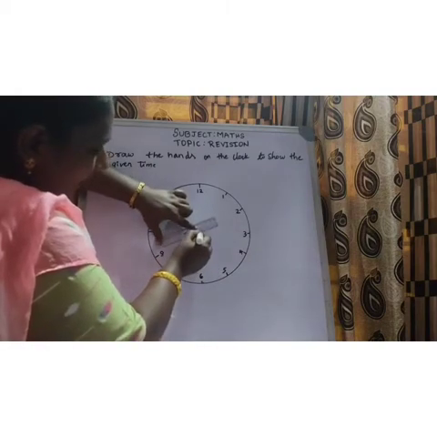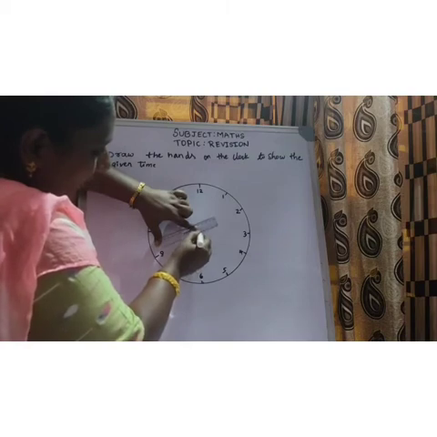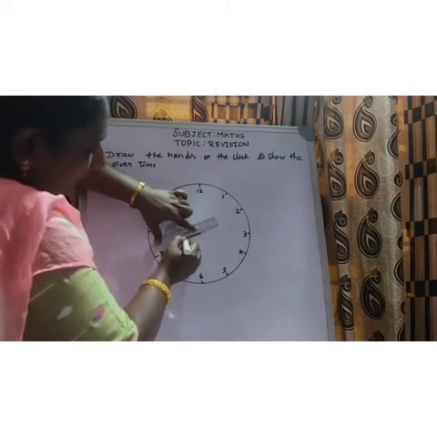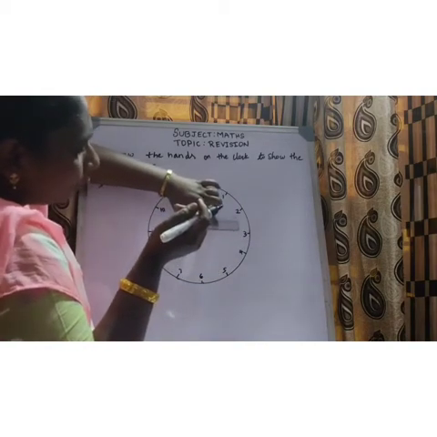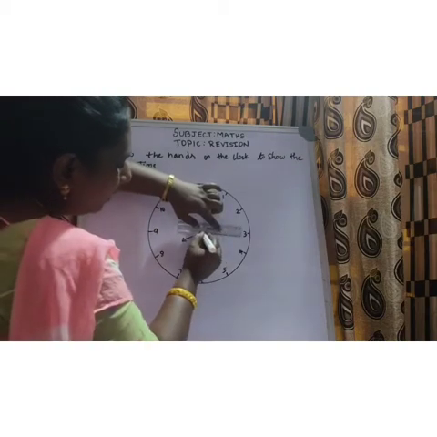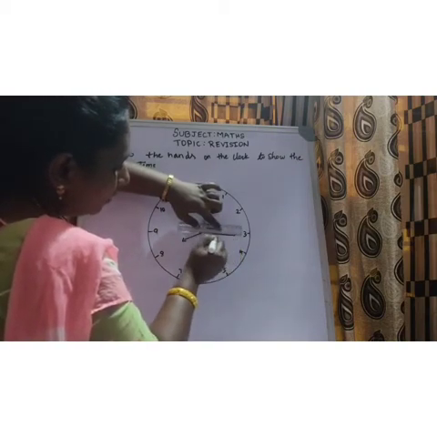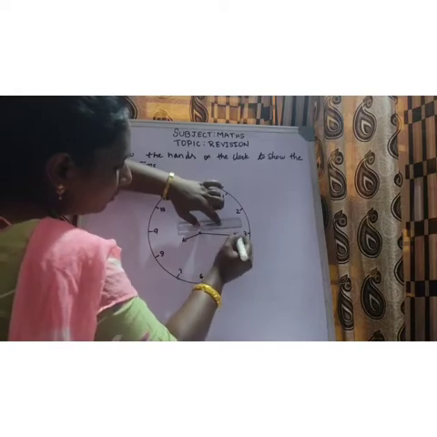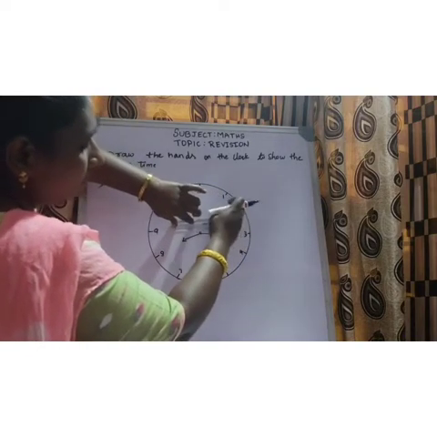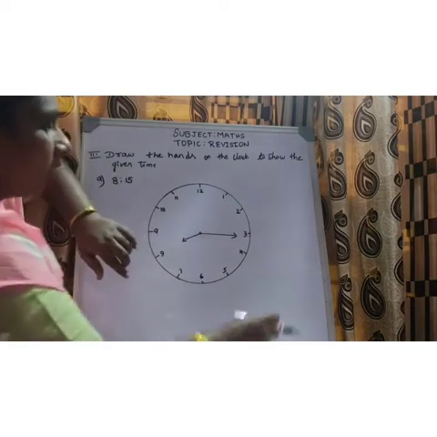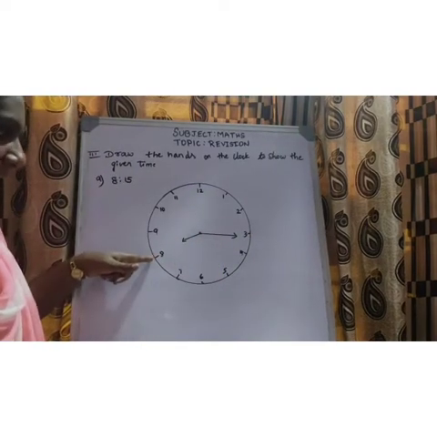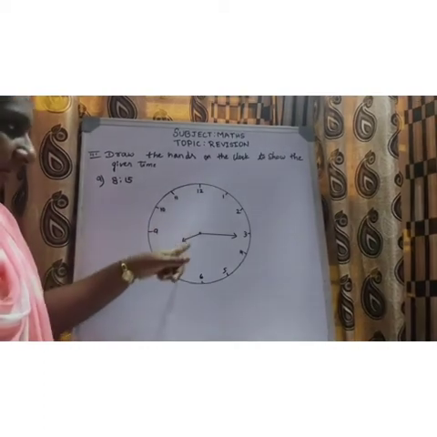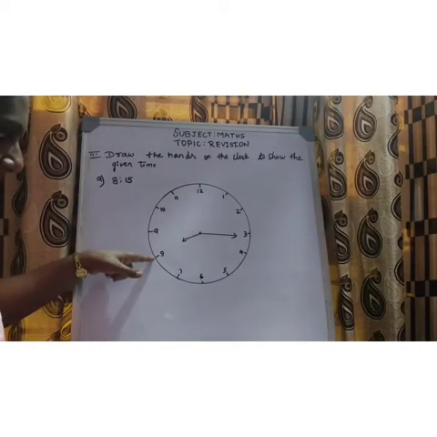Okay, it should not be exactly at 8, children. It should be moved a little from 8. And keep it in your mind that the hour hand should always be smaller than the minute hand. Understood? So the hour hand should be smaller than the minute hand. See here, the hour hand is at 8. It is not exactly at 8. When it is 8 o'clock only, the hour hand should be exactly at 8.